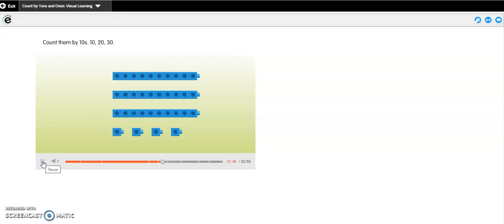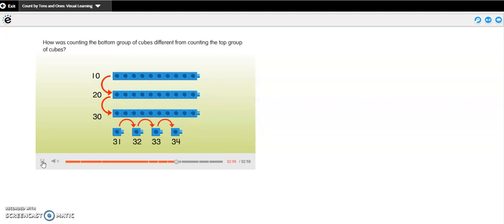Count them by tens, 10, 20, 30. How can you count the cubes that are left? Count them by ones, 31, 32, 33, 34. How was counting the bottom group of cubes different from counting the top group of cubes? So the top group of cubes, we counted which way? We counted by tens. And the bottom group of cubes, we couldn't count by tens because we didn't have any more tens. So we had to count by ones.